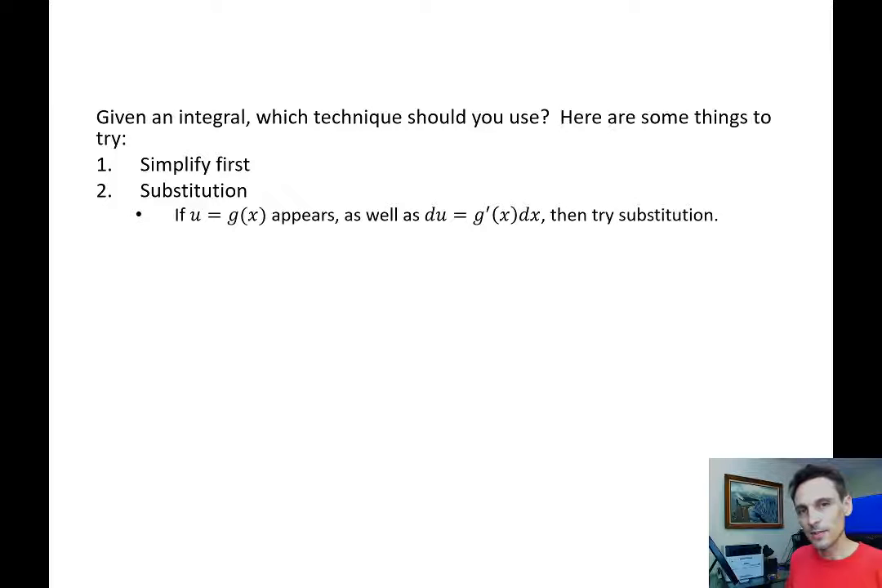Next, you might look to see if there's a substitution that you can make. If you see a function, especially one that appears inside of other functions, whose derivative appears with the dx, or can be put with the dx, then probably a substitution will take your integral and turn it into a simpler integral. So that's a possible technique as well.